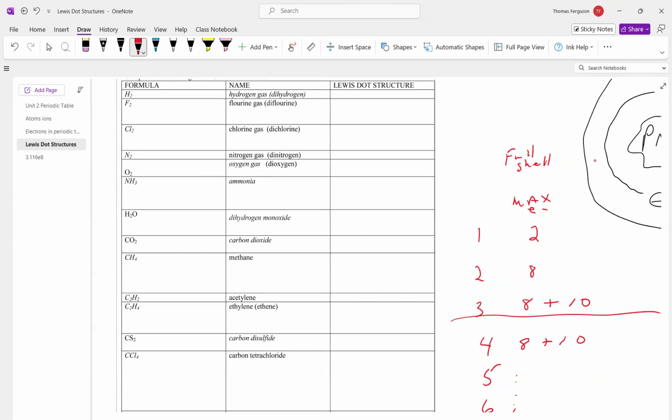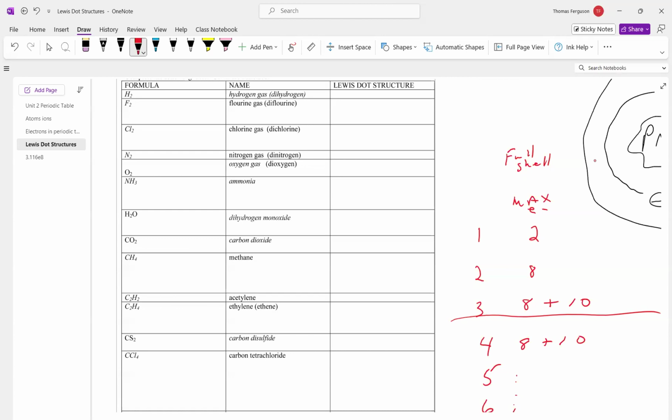Full shell means stable. So what we're going to do is we're going to react. Remember I said all the elements in the periodic table except the noble gases are not stable. That's why they react with something else to become more stable. And this is how they do it. What we're going to talk about today.